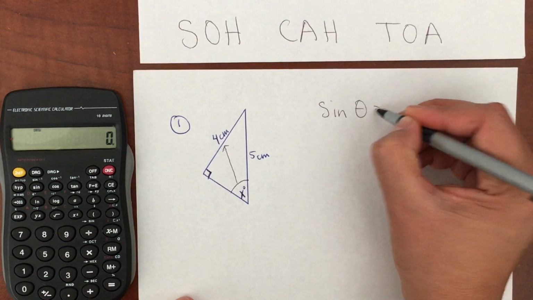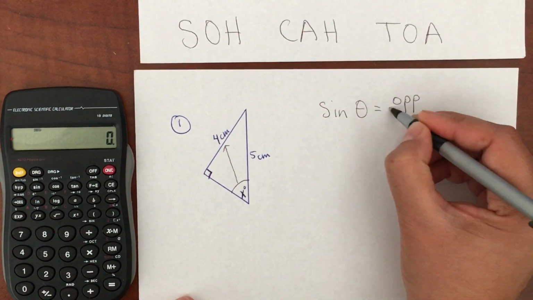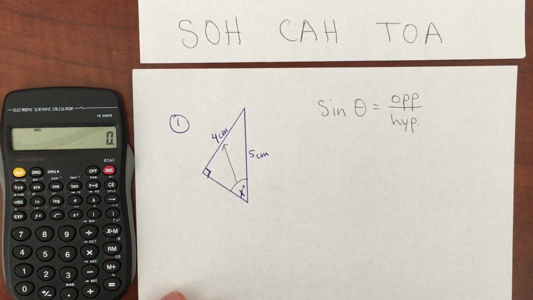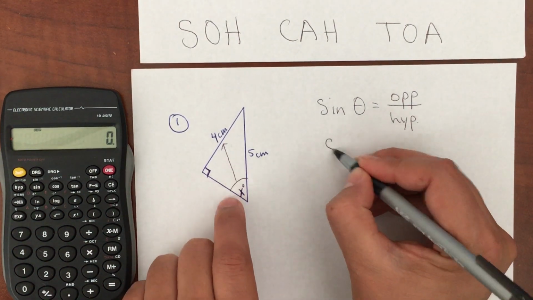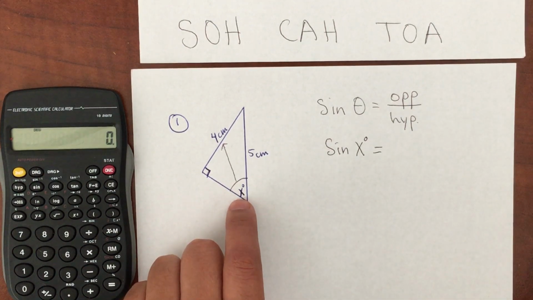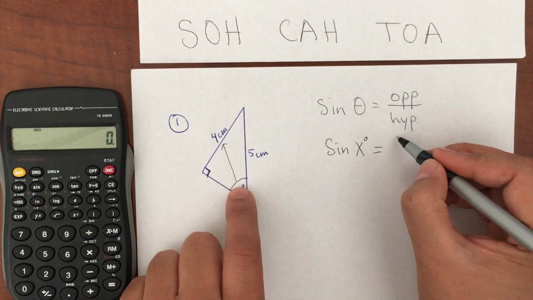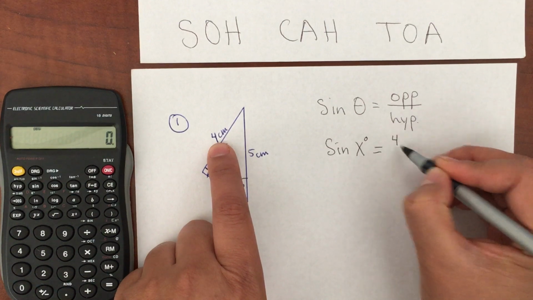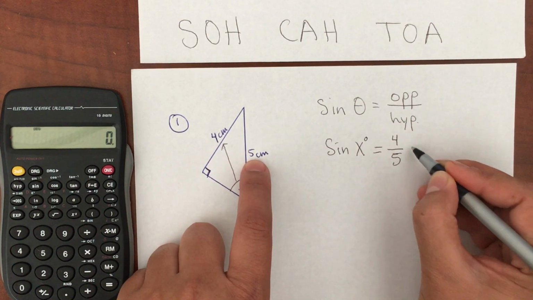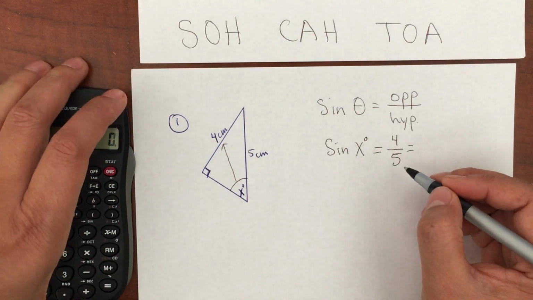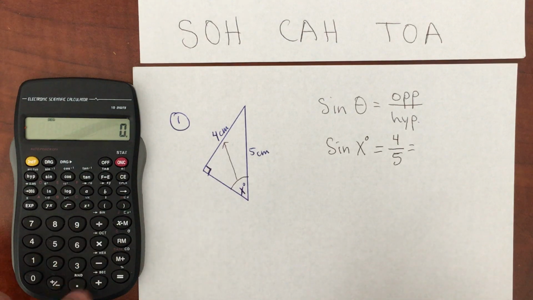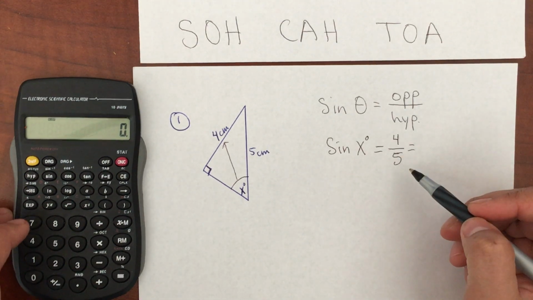So sine of theta is equal to opposite over hypotenuse. And so I'm going to put sine of x, which is the angle that we're looking for, equals opposite, which is 4, over hypotenuse, which is 5. We're going to find this ratio in our calculator, and I know we can use the fraction, but it gets a little bit more complex when we use the fraction itself.